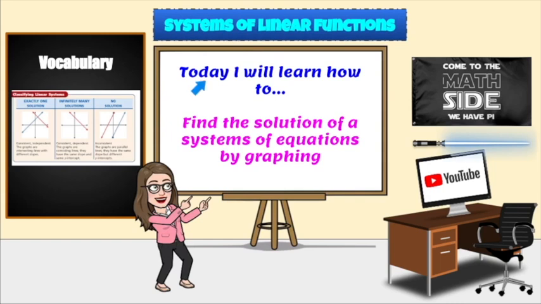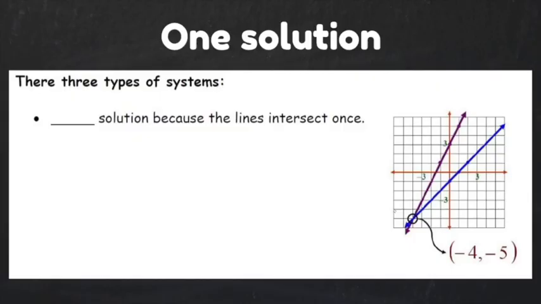Today, we are going to learn how to find the solution of a system of equations by graphing. So we are going to start with a review of what are the possible outcomes. First, we're going to talk about one solution system.